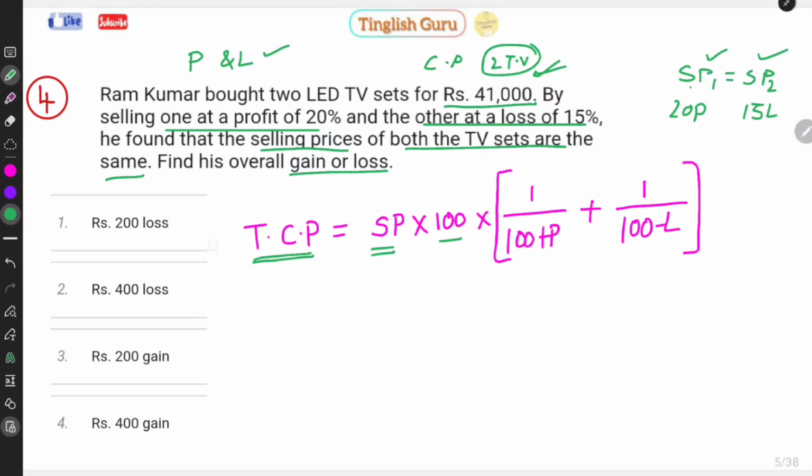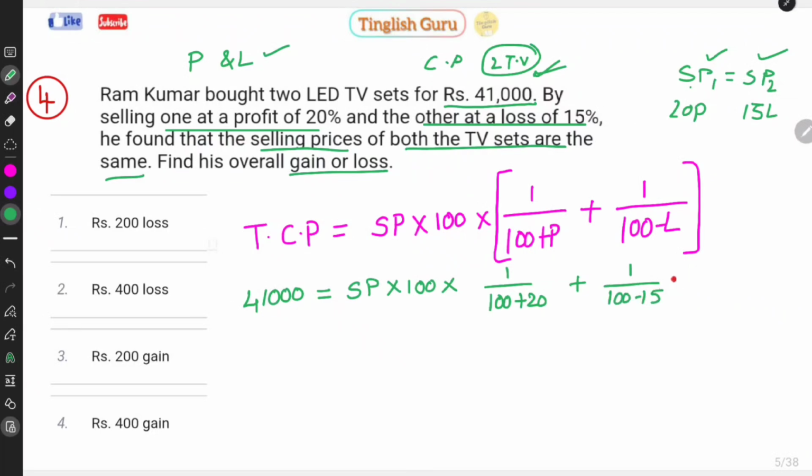So let us substitute the values. What is the total CP? 41,000, right, is equal to, what is the total SP? We don't know that value, so let it be SP into 100. Next, into, what is the value of profit percent? 20. So 1 by (100 plus 20) plus 1 by, what is the value of loss percent? 15. So 1 by (100 minus 15). So we substituted the values. Now we have to calculate and find the SP so that we will know whether it is profit or loss. So let us solve this.